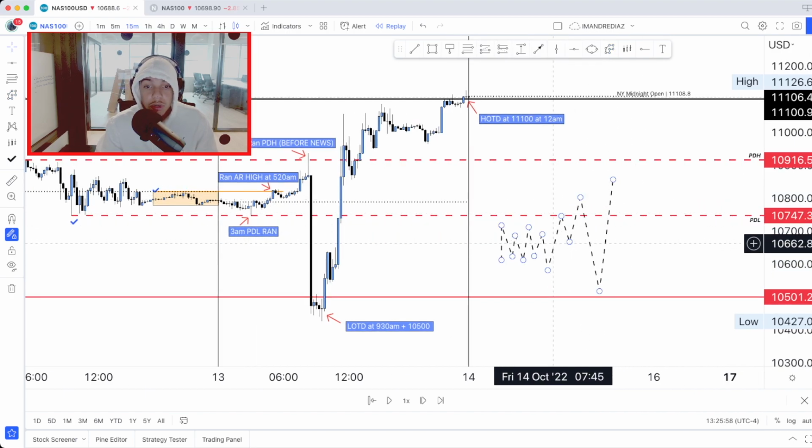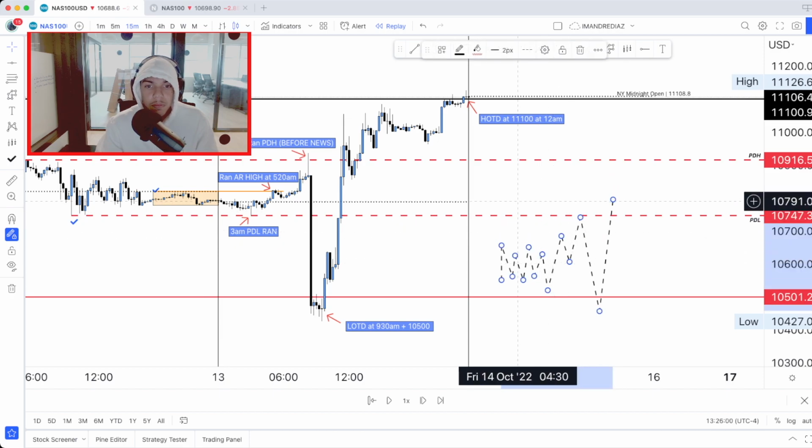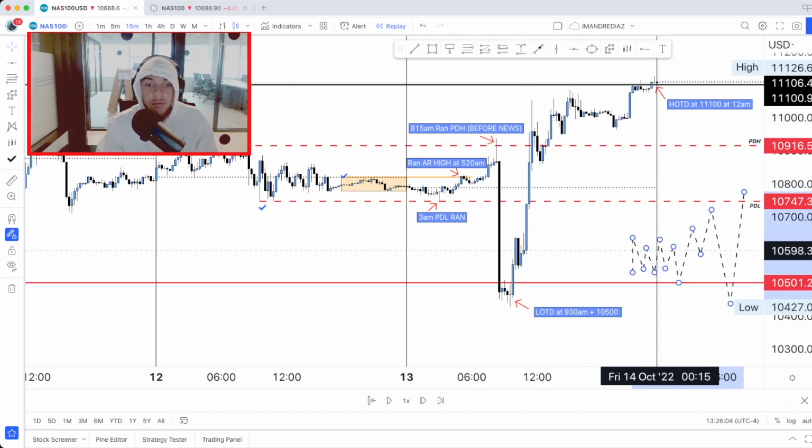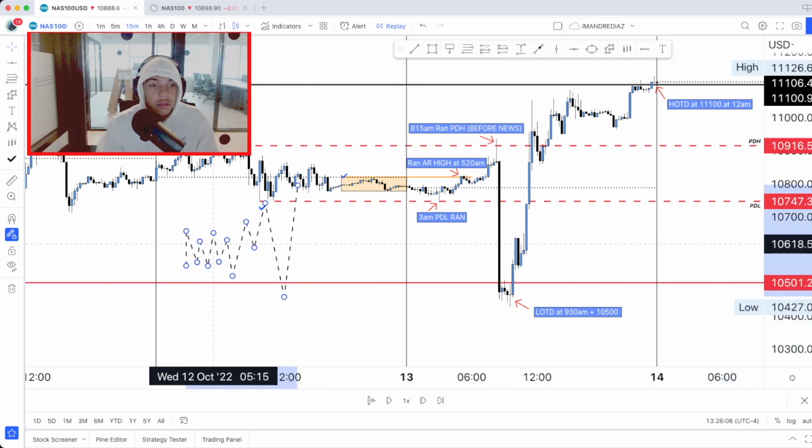So what I'm going to do is I'm going to move it just like this. I'm going to move it to the left. Just like this.